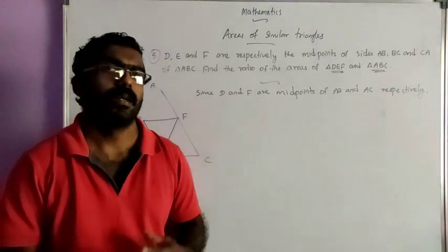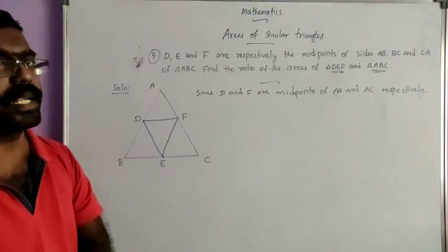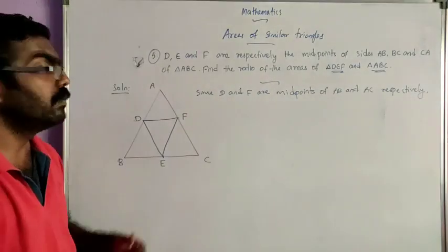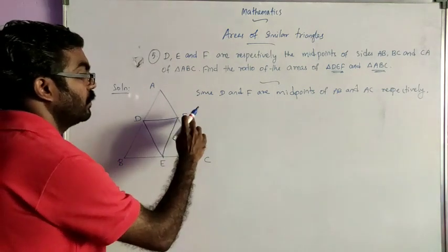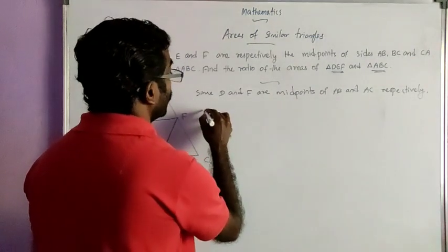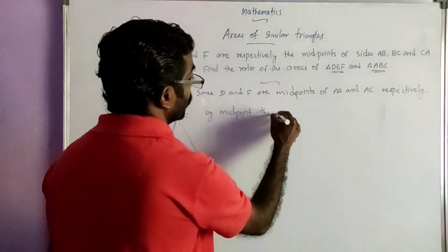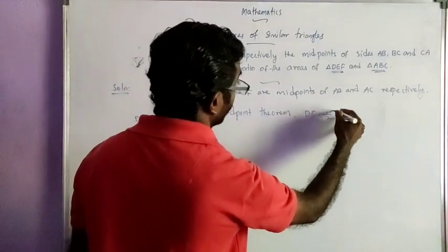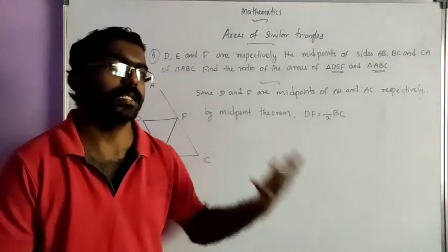What is the midpoint theorem? By midpoint theorem, we mean a line segment joining the midpoints of any two sides of a triangle is parallel to the third side and half its length. We can take the second part, half its length. So the line DF is half of the line BC. So by midpoint theorem, DF is parallel to BC and DF is equal to half BC.